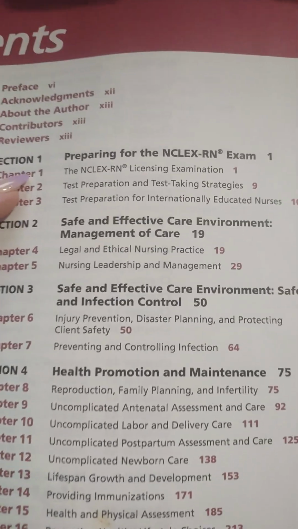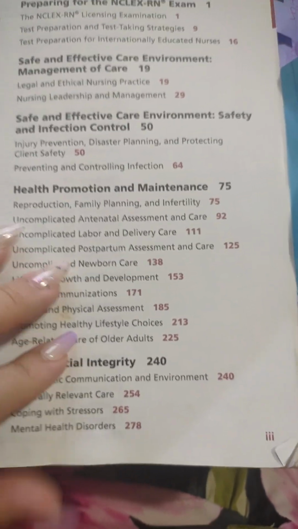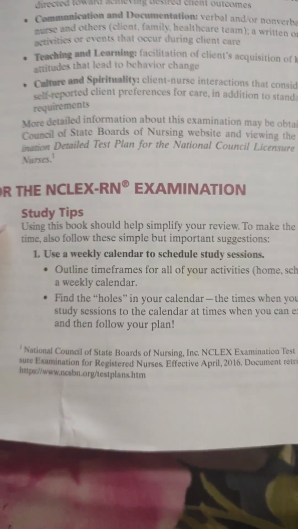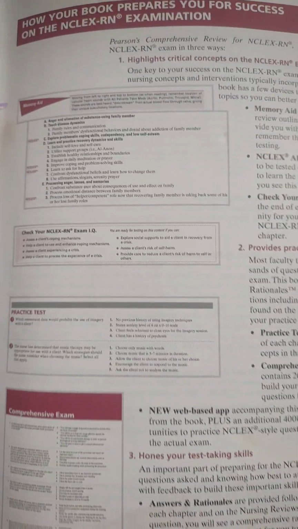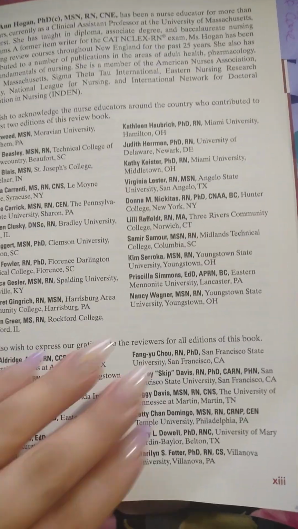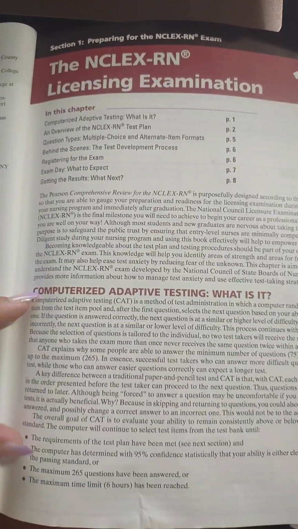It has topics from preparing, safety and management, health promotion, psychosocial integrity, written by Pearson. It goes up to chapter 68, study tips to prepare for the NCLEX. Also some memory aids, how to use this book, talks about the author, and preparing for your CAT exam.